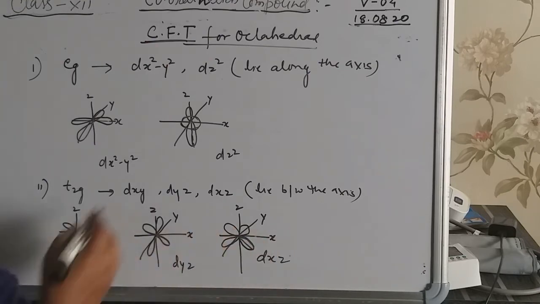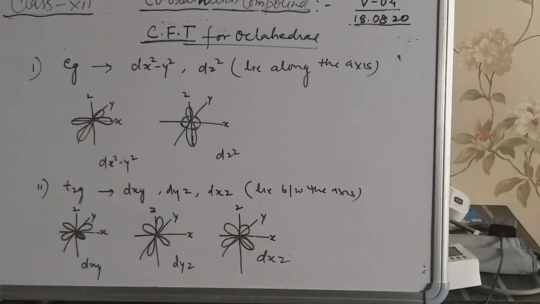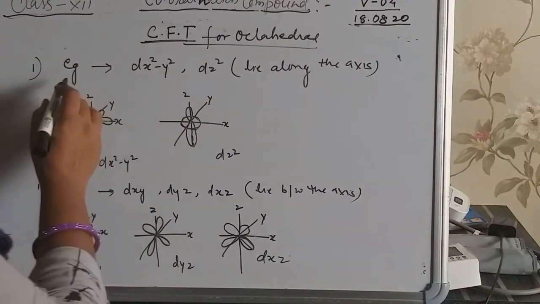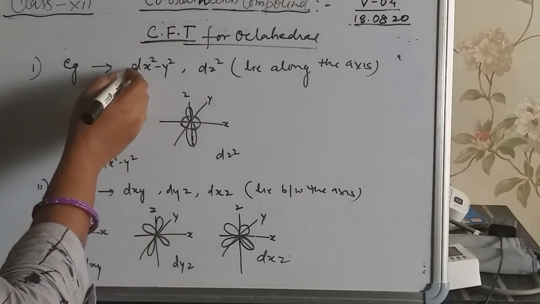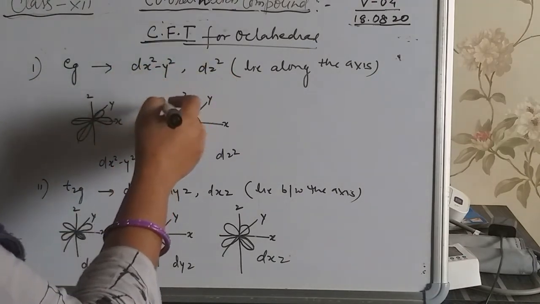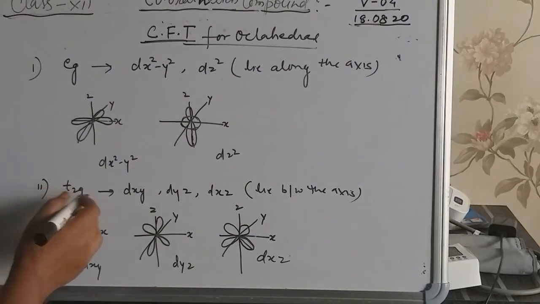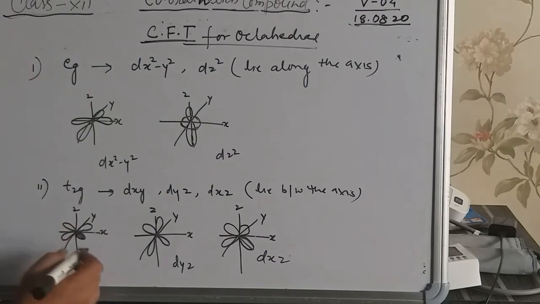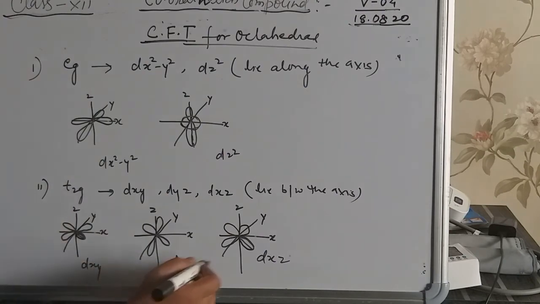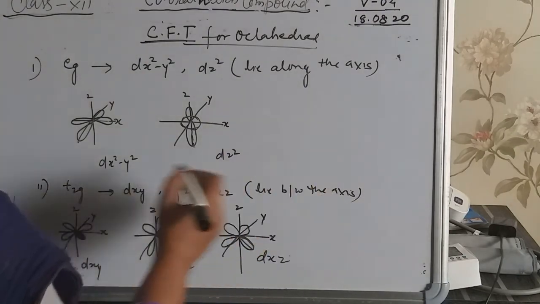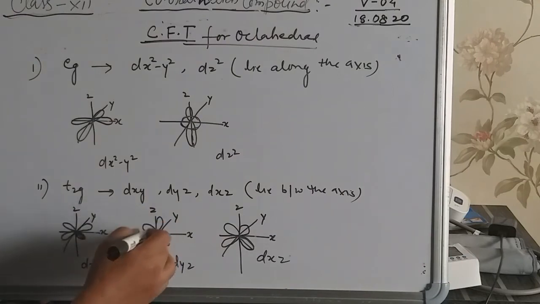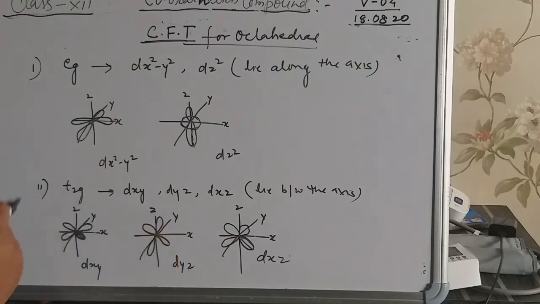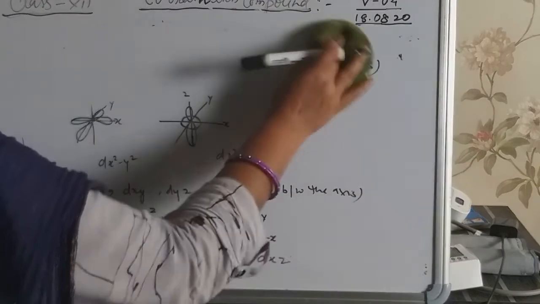So out of 5 d orbitals, 2 are known as eg. Which ones? dx square minus y square and dz square, because they lie along the axis. And out of 5, 3 are known as t2g: dxy, dyz and dxz, because they lie between the axes, not along the axes.